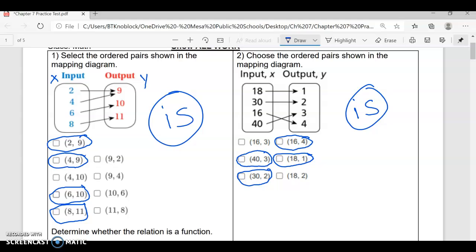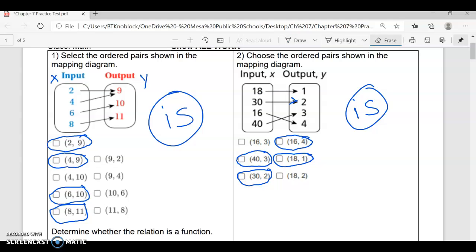So an example of one that would not be a function is if you had, let's see, (18, 1), and then you also had 18 going to 2. So for each input, you can only have it going to one output. If it goes to more than one output, then it'd be a no.